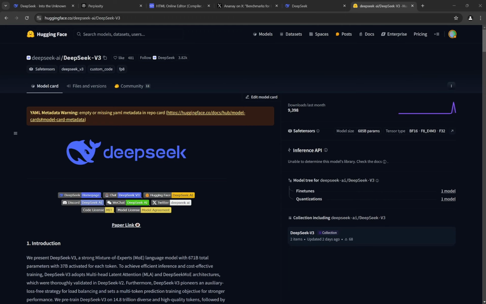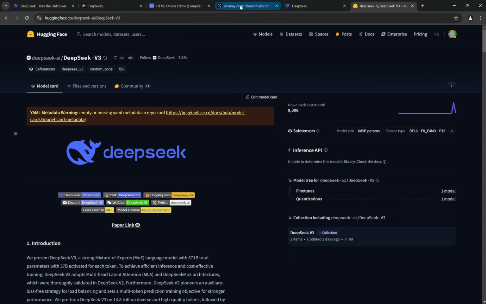Hi everyone, so today I have an amazing video and this is actually insane that we have the best open source LLM till date. This is the DeepSeek version 3 and it is actually better than the ChatGPT 4o and Claude Sonnet 3.5 and they have given it for free.